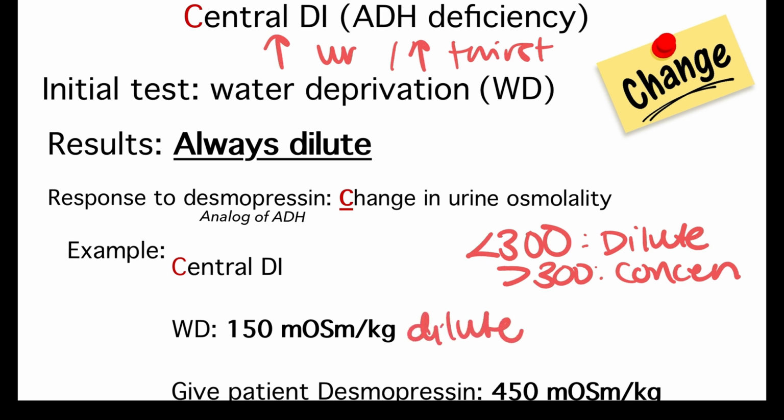Now we give the patient the desmopressin, something that the body is missing, right? In central DI, we give them the desmopressin and you see the change. You see the change from 150 to 450. That means there's a change in the concentration. So whenever you see central diabetes insipidus, the C stands for change. Change in urine osmolality, okay? So you have to see a dilute urine change to a concentrated urine.